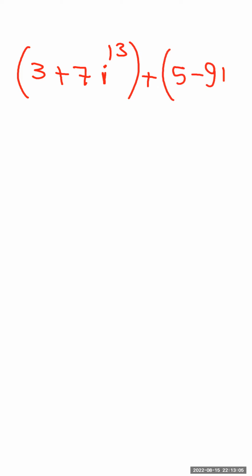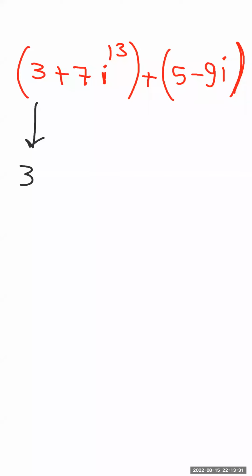First example: 3 plus 7i to the power 13, between two brackets, then plus 5 minus 9i, between two brackets. So here, guys, the first number is 3, then 7i to the power 13. I to the power 13 equals what? Divide the power by 4. Now 13 divided by 4 equals 3. Now what will be the remainder? 1, right?